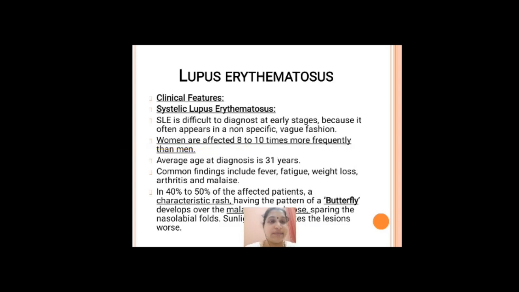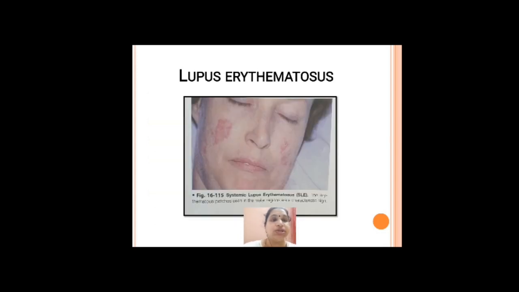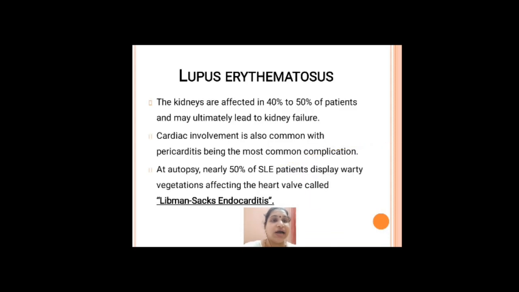Systemic lupus erythematosus is very common in women, about 8 to 10 times more common in women than in men. The average age at diagnosis is about 31 years. Common findings are fever, weight loss, arthritis and malaise. But in about 50% of the patients, a characteristic erythematous rash will develop over the malar region, called the butterfly rash. This picture depicts the typical butterfly rash on the malar region.